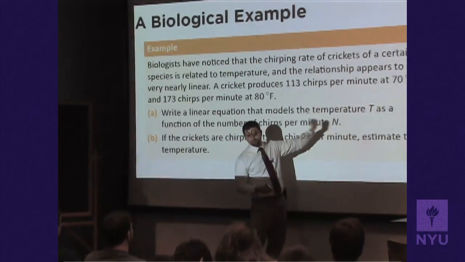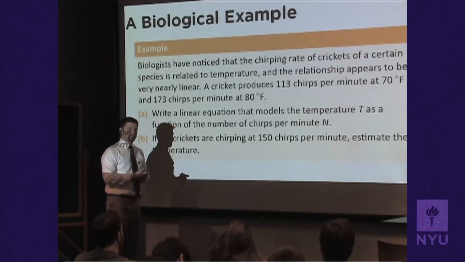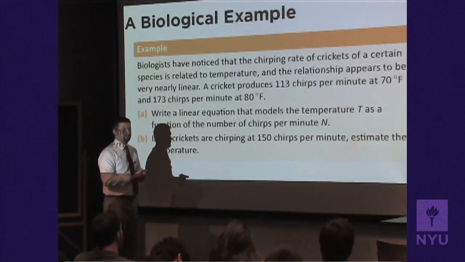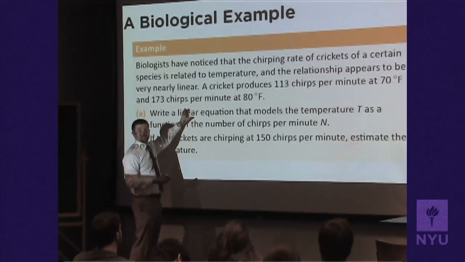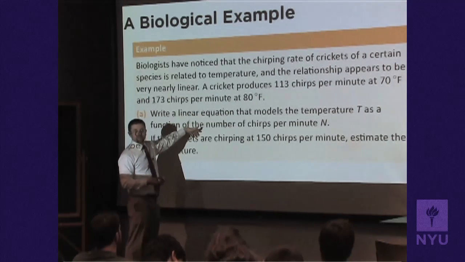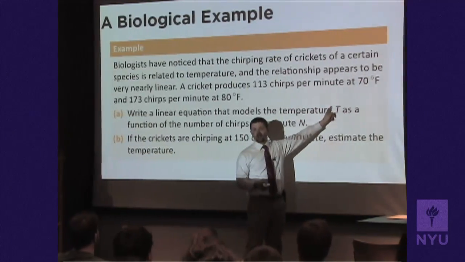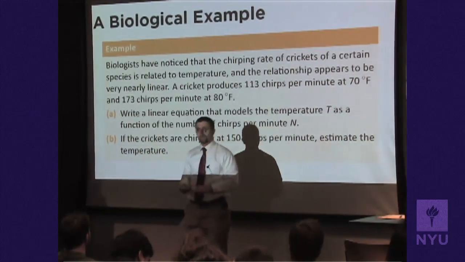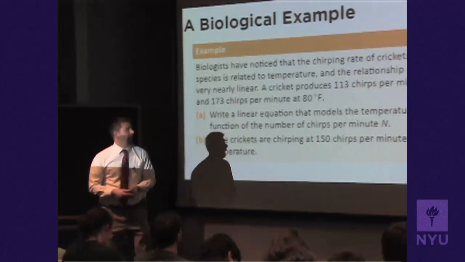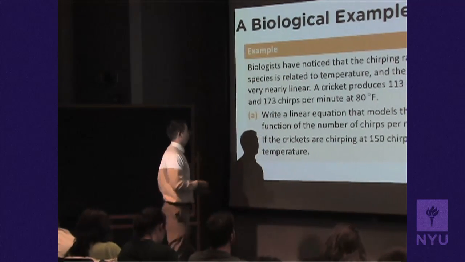Well, I kind of figured that because f of x, you're putting it in terms of temperature, so f of x has to be your y. Yes, very good. So what we're asked is to find temperature as a function of chirp rate. Okay? And that means the output should be temperature, and the input should be chirp rate. So that means that n is playing the role of x, and t is playing the role of y.